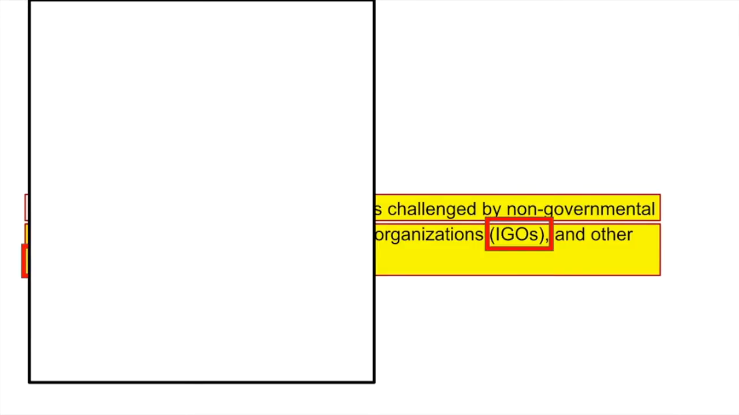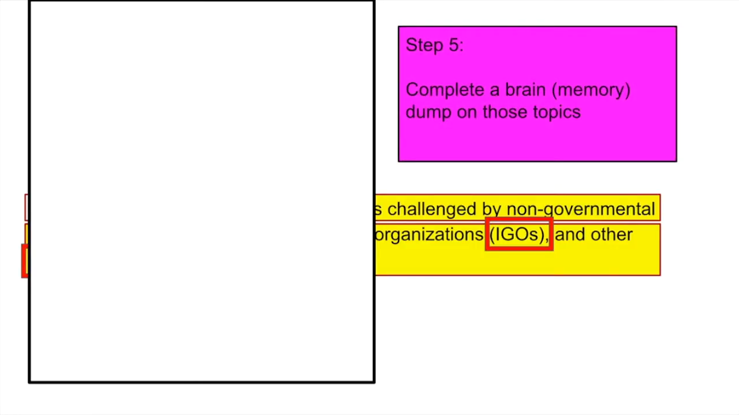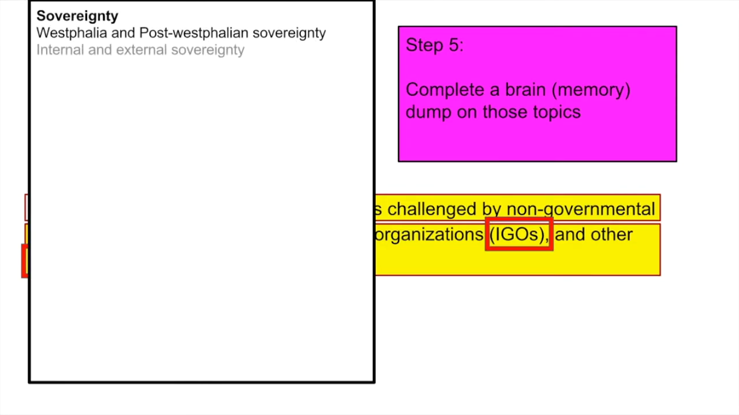So at this point, we are going to do step 5, which is actually step 4. You complete what is called a brain dump or a memory dump on the topics. Basically what I did was I wrote down as much as I can remember on the spot about all those content areas I identified. Sovereignty, right? We learned Westphalian, post-Westphalian sovereignty, and internal and external sovereignty. I'd try and remember what the definition of sovereignty is.